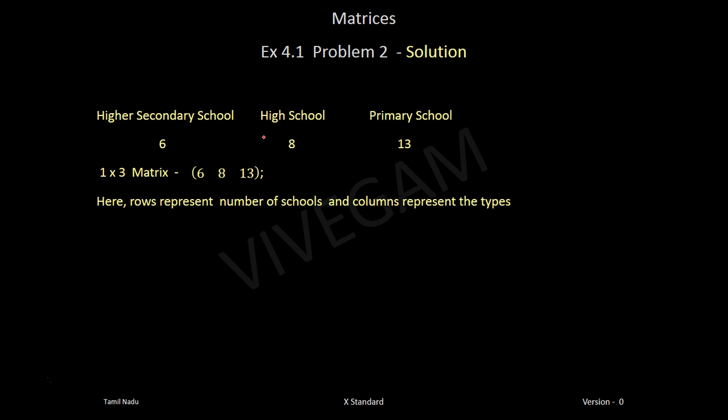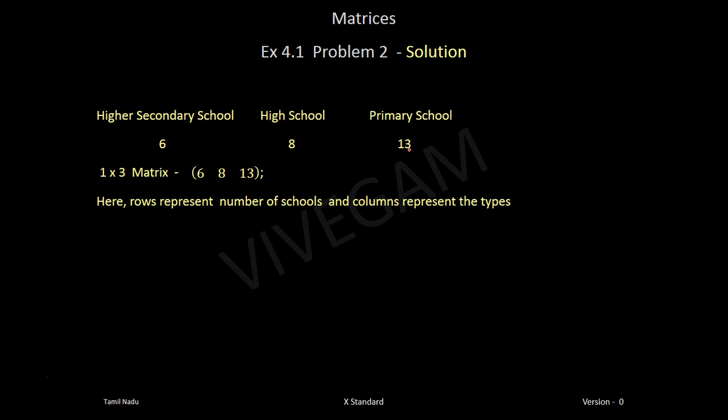So here the row represents the number of schools, right? And the columns represent the type of school. So it's a 1 by 3 matrix and the matrix is 6, 8, 13. Are you clear? So here the row represents the number of schools and the columns represent the type of school. If you want to find how many high schools there are, it is the first row and second column, that is 8. How many higher secondary schools are there? First row, first column. Number of primary schools, first row and third column.